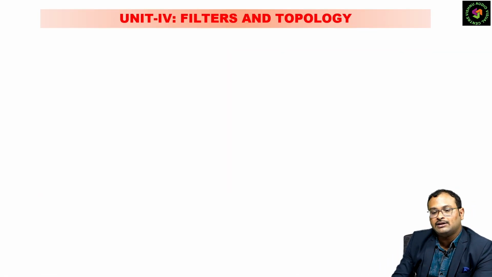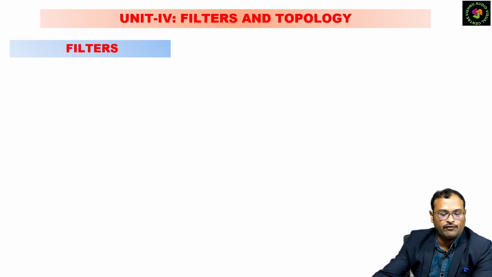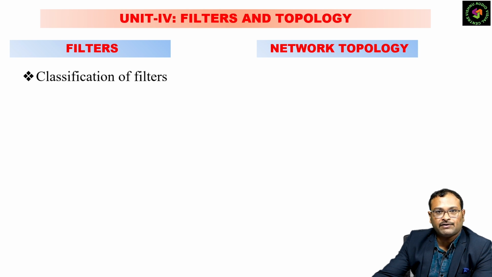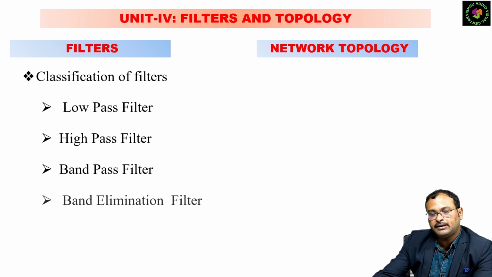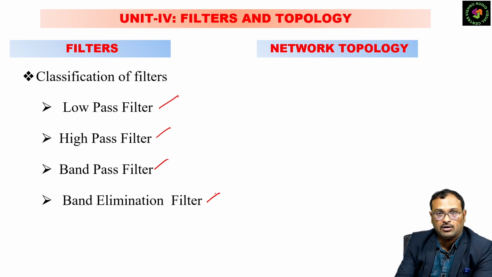And the fifth chapter, we are going to deal with the filters and the topology. So first coming to the filters. In these filters, we'll see the four filters mainly. That is classification, we'll see low pass filter, high pass filter, band pass filter, and band elimination filter. So these are the four filters. Mainly we'll see how they are acting and how these filters will behave.